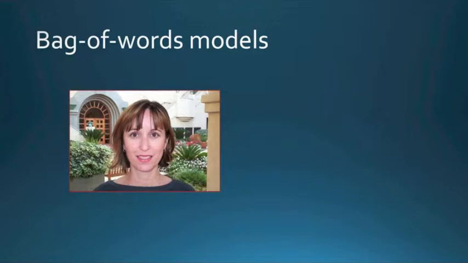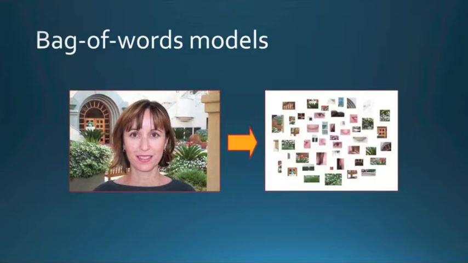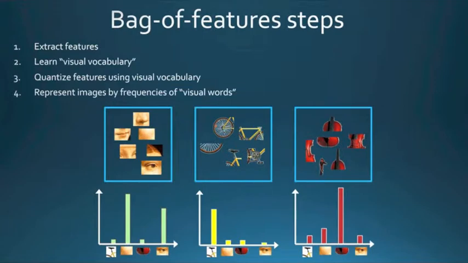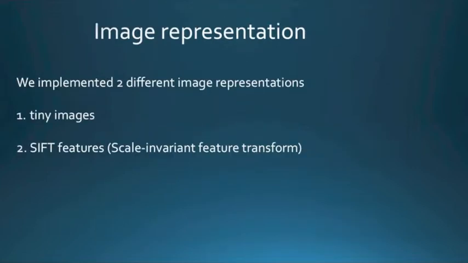Bag of words models are a popular technique for image classification inspired by models using natural language processing. The model ignores or downplays word arrangement and classifies based on a histogram of the frequency of visual words. The visual words vocabulary is established by clustering a large corpus of local features. We implemented two different image representations, the tiny images and SIFT features.